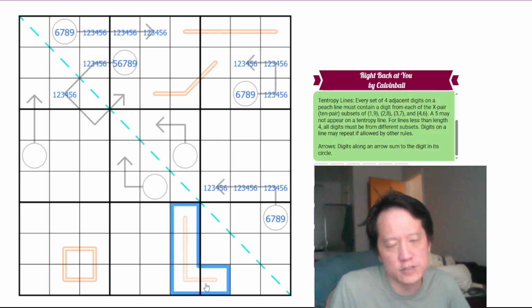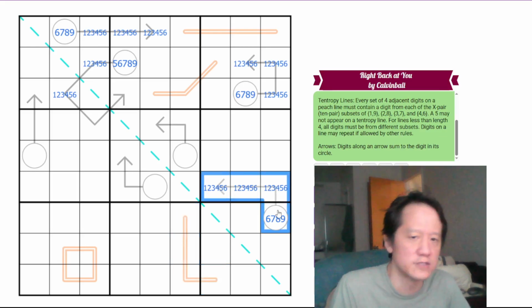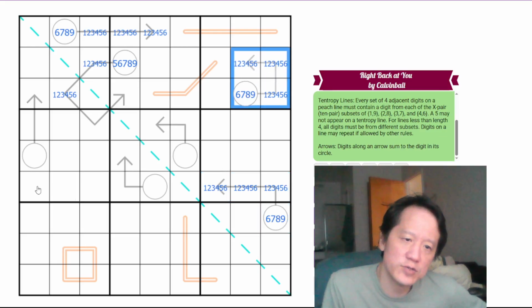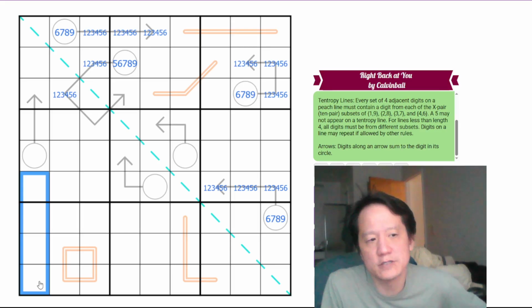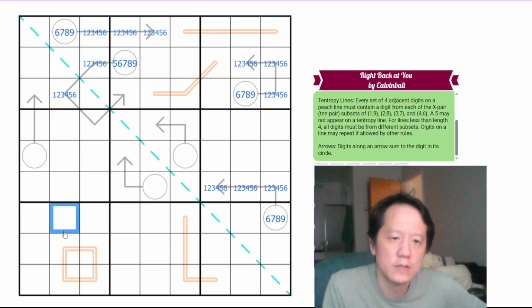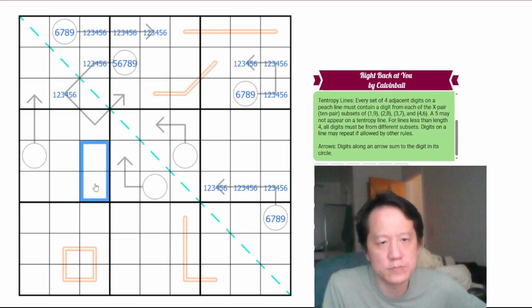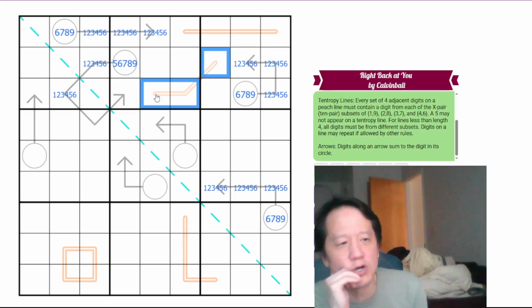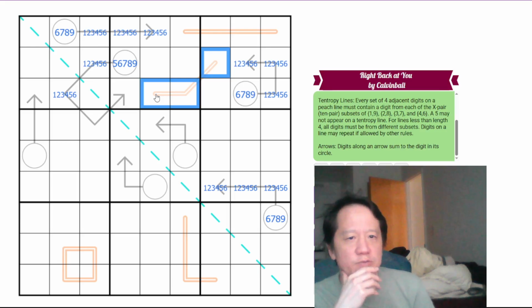Interesting. This matches this parity-wise. So this is 2 evens and 2 odds. This is 2 evens and 2 odds. We don't have any information about this because they can be any subsets. There's at least 1 even and 1 odd, but that's all we know.